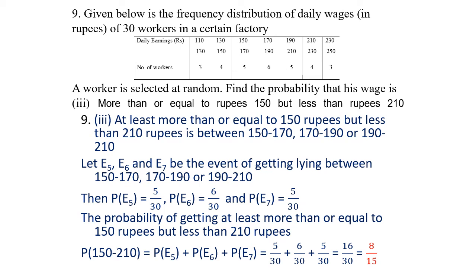In the same question, at least 150 rupees but less than 210. So that means between 150 to 170, 170 to 190, 190 to 210. So these are the probabilities. You add them together, 5 by 30, 6 by 30 and 7 by 30, and you get the answer 18 by 30.